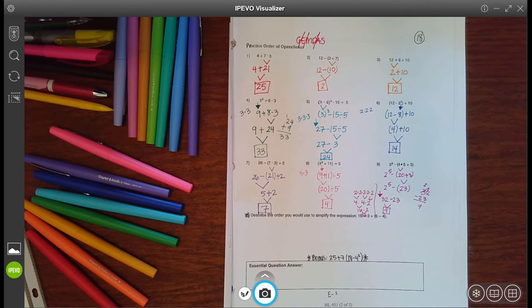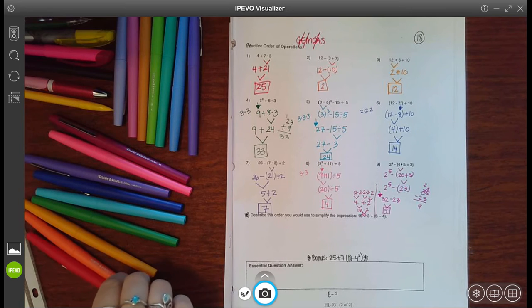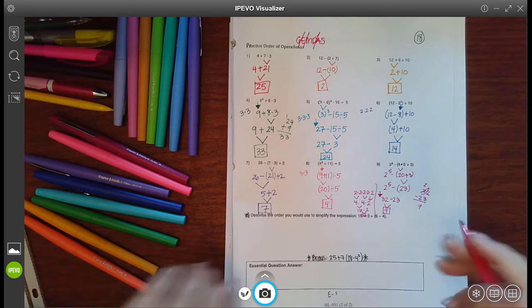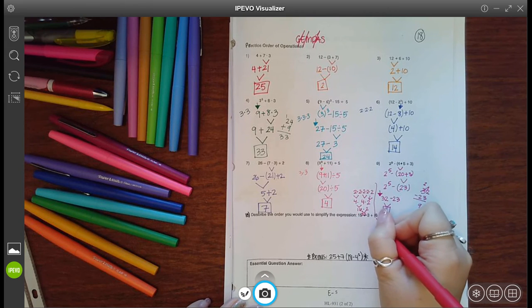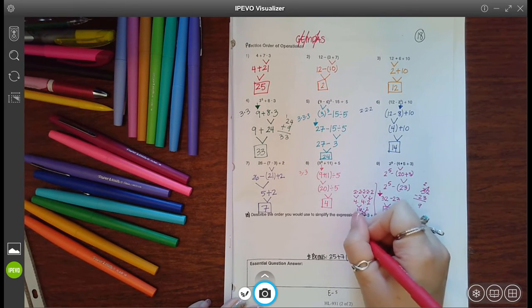Okay, this next one says, describe the order you would use to simplify the expression below. So in case you ever see directions like this, this is what they're asking you to do. Okay, first of all, just do what you would normally do. Okay, I'm going to simplify inside of those parentheses first. So I combine those to make 2, and I bring down everything else.